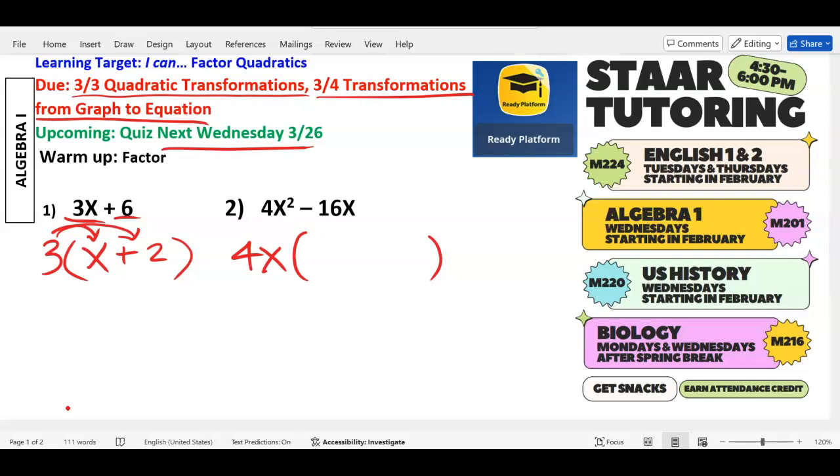So if I divide this first term by 4x, the 4 goes away. You take away one of the x's, you're left with just one extra x, right? I had two x's, I divide out one of the x's, I have one x left over. What's negative 16 divided by 4? Negative 4, and the x's cancel out. That's it, okay? That is called factoring. That is basic factoring.